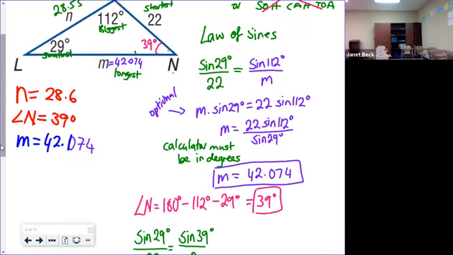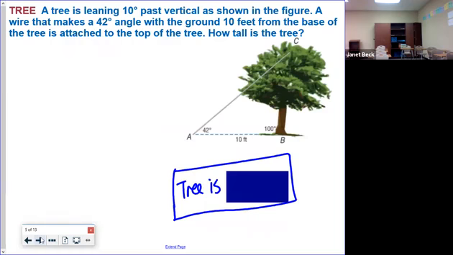Right, so using the law of sines is very, very easy. I want you to try it in this picture here. Off you go. I'll give you a couple of minutes. See what you can work out. When you have your answer for how tall the tree is, type it in.